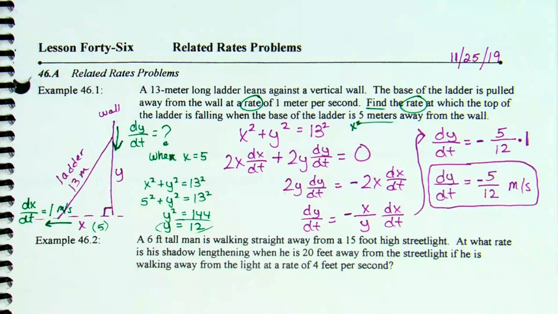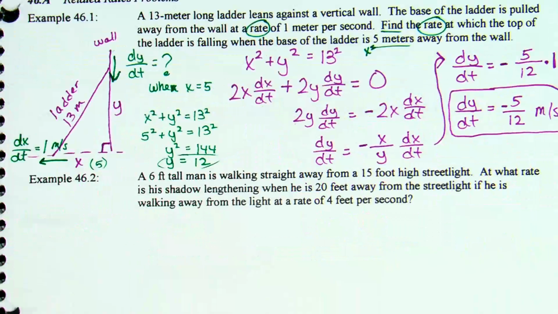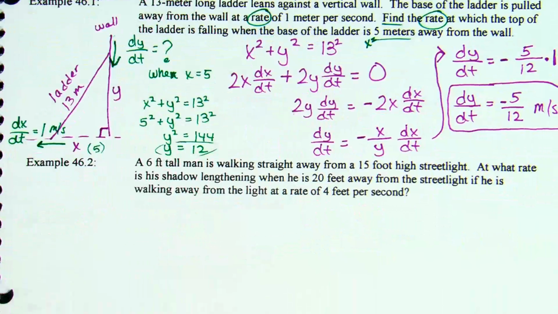Okay, let's try and get one more done at least. A 6-foot tall man is walking straight away from a 15-foot high street light. At what rate is his shadow lengthening when he is 20 feet away from the street light, if he is walking away from the light at a rate of 4 feet per second? You guys remember these types of problems when we set them up for proportions? We're going to have a street light, the person walking, and the shadow, the light shining that creates the shadow. Earlier this year.